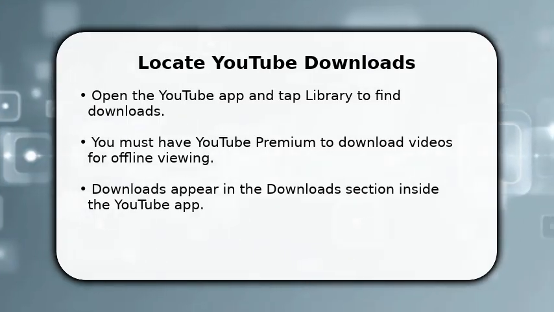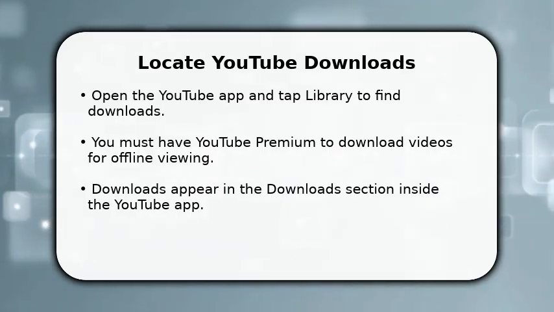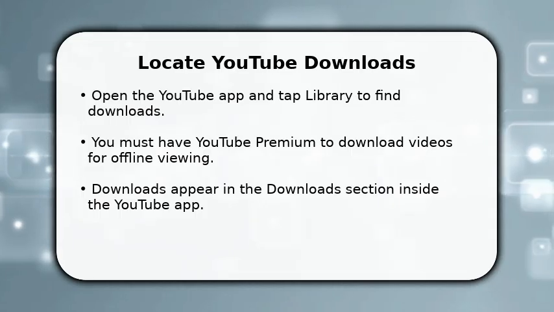Open the YouTube app on your phone to begin finding downloads. Ensure you are signed in to the account that made the downloads. You must have an active YouTube Premium subscription to download videos for offline viewing.